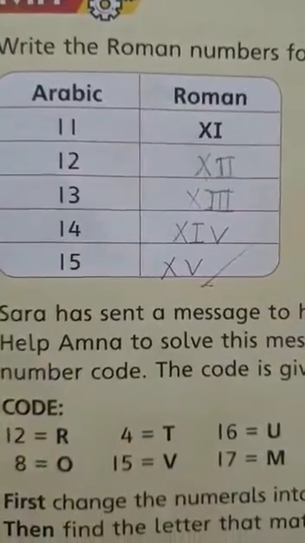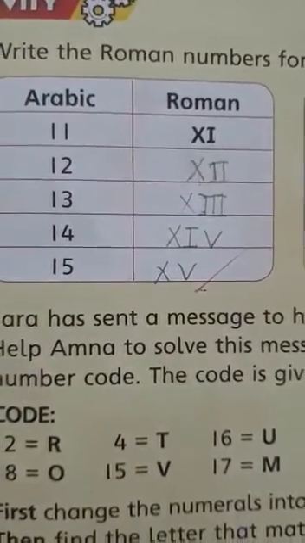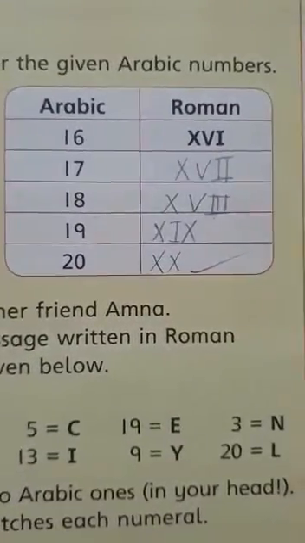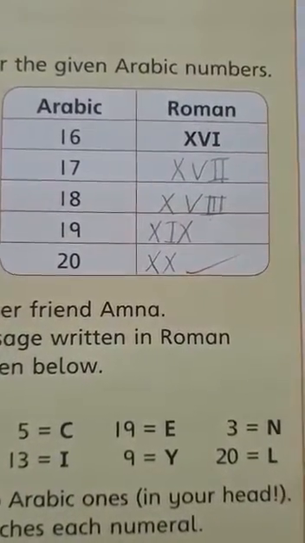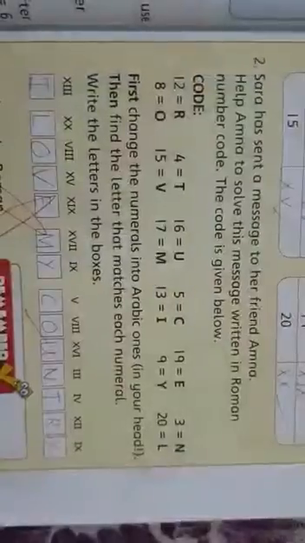11 is equal to XI, 12 is equal to X double I, 13 is equal to X triple I, 14 is equal to XIV, 15 is equal to XV, 16 is equal to XVI, 17 is equal to XV double I, 18 is equal to XV triple I, 19 is equal to XIX, and 20 is equal to double X.